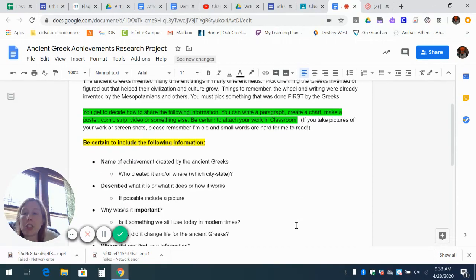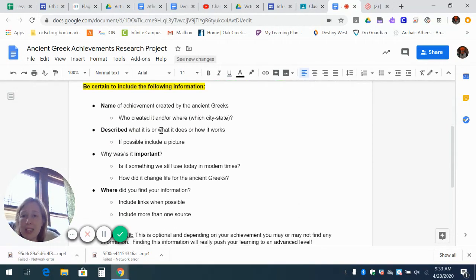But what you need to make sure that you include is, one, what are you talking about? So include the name of the achievement. So are you talking about the alarm clock? Are you talking about gutters? Are you talking about columns? Are you talking about physics? Are you talking about mathematics? What is the achievement that you're talking about? And then who's given credit for it, and where is it being done.